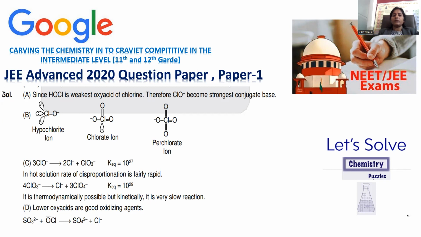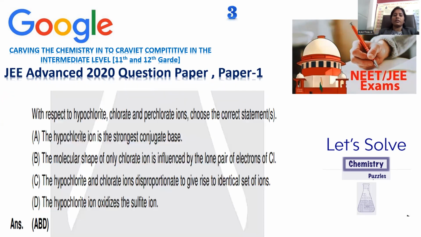Whenever H plus is removed, it is converted into ClO minus. Between HOCl and ClO minus, what you find? The difference is only H plus. That's why both are a conjugate acid-base pair, right? So being HOCl weak, its conjugate base will become stronger. Whatever they mentioned in option 1 is exactly correct.